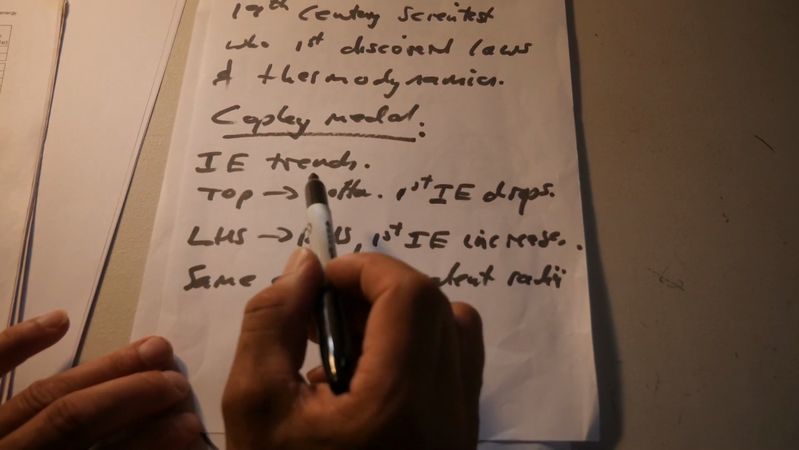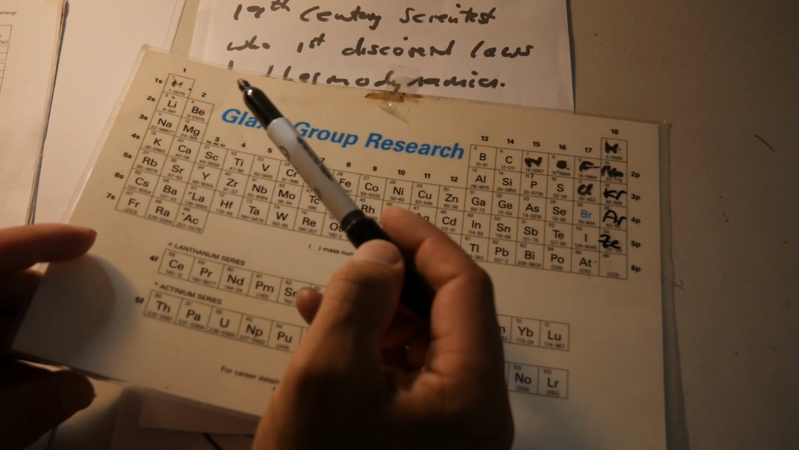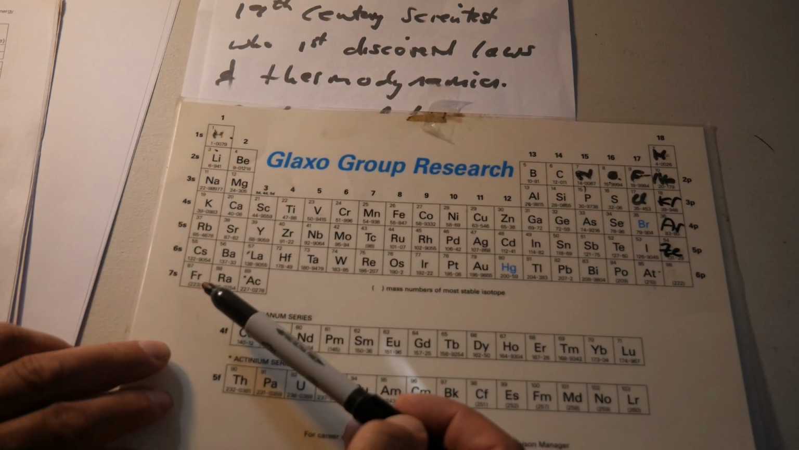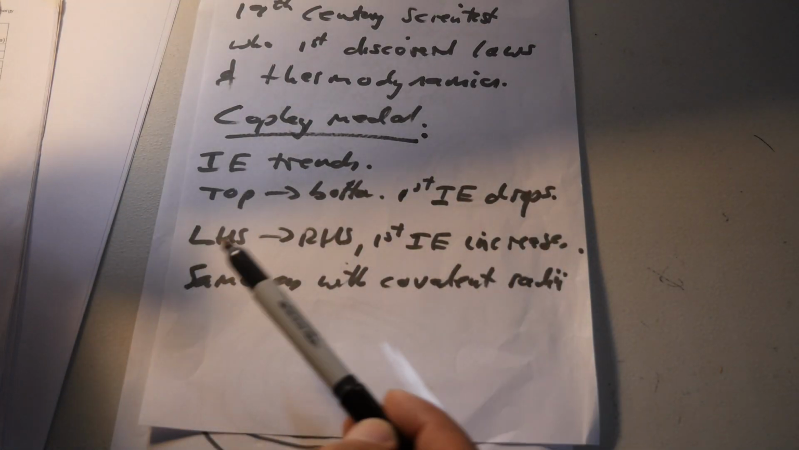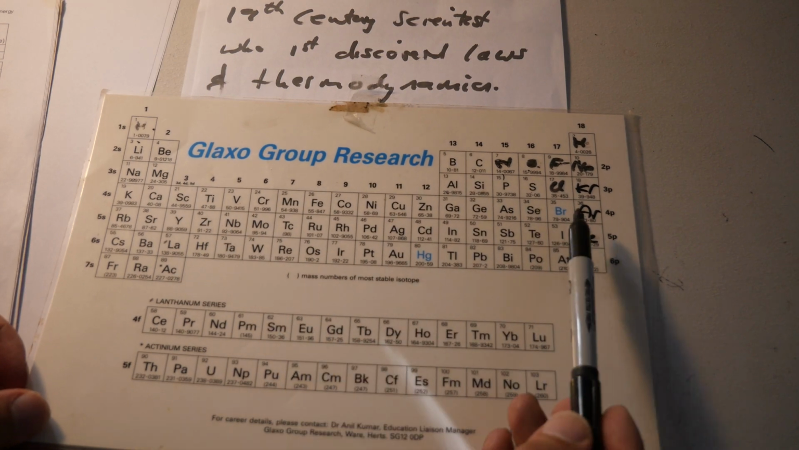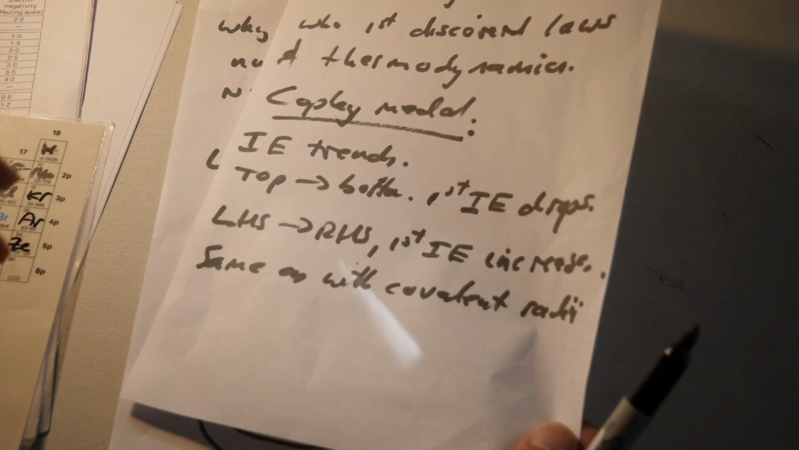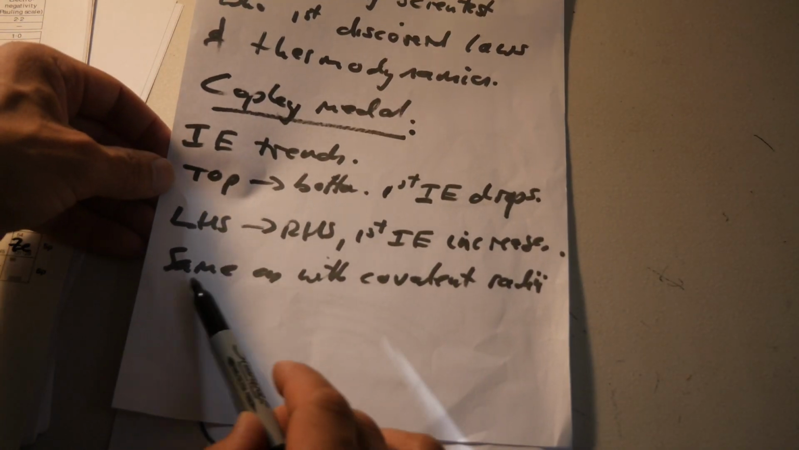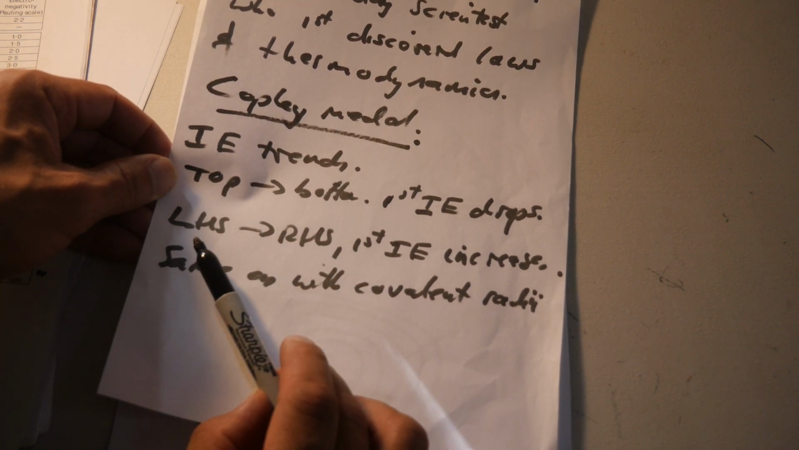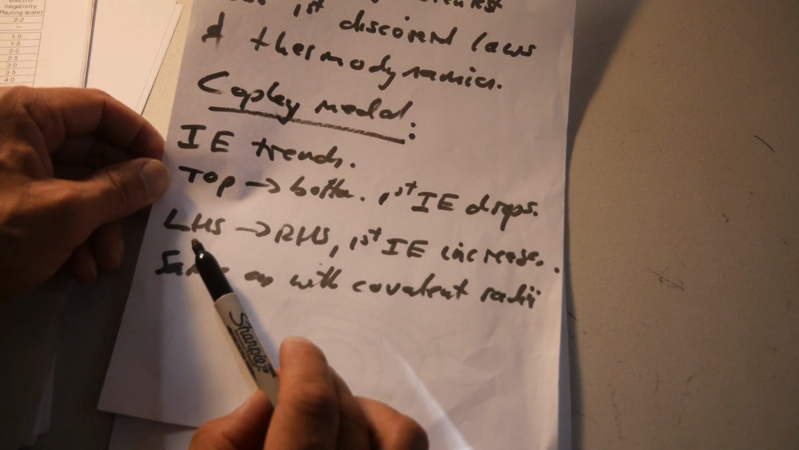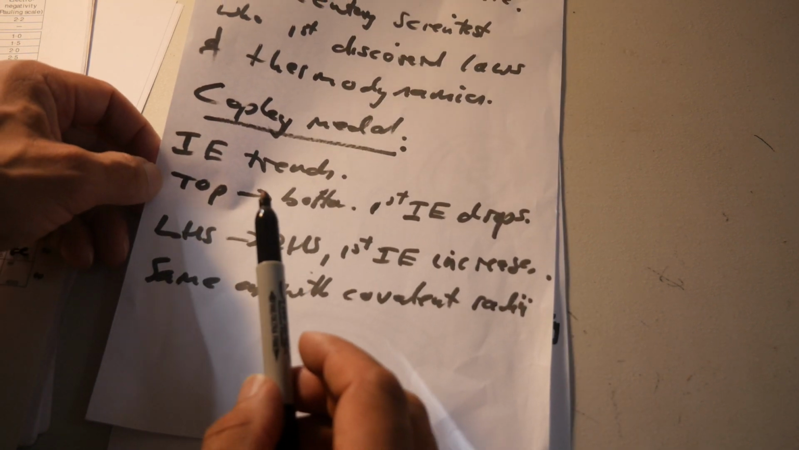The ionization energy trends. As you move from top to bottom of the periodic table, the ionization energy drops. As you go from left to right, it increases. Why is that? Pretty simple, really. It's a bit similar to covalent radii. It's the same sort of reasons. Actually, the covalent radii increases as you go down and decreases as you go along, but it's the same sort of reasons why it happens.